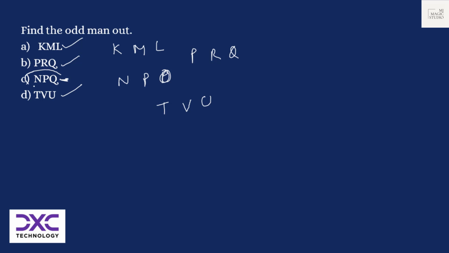Fine, these three are following the same pattern, but not this. If it starts with N, it should be NPQ to be there in the same classification. So the letter cluster NPQ is the odd one out, option C.